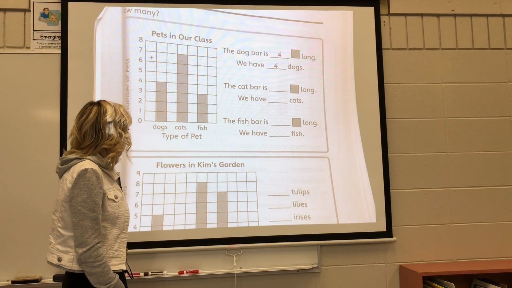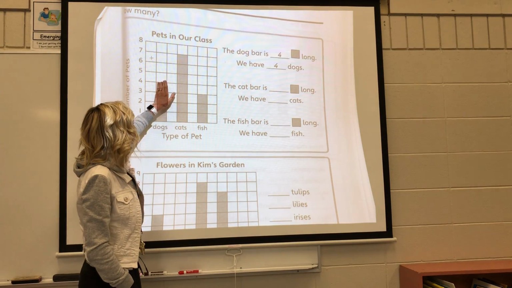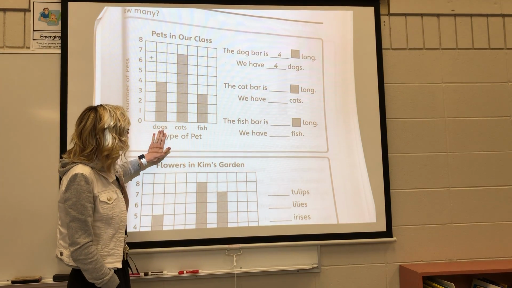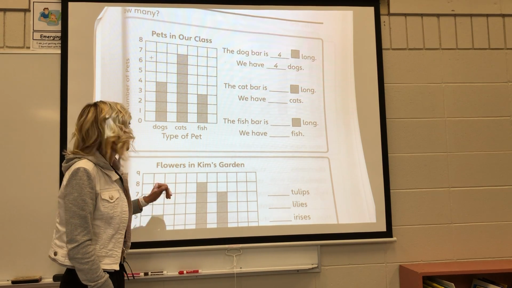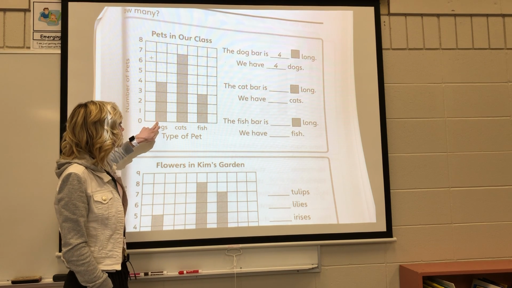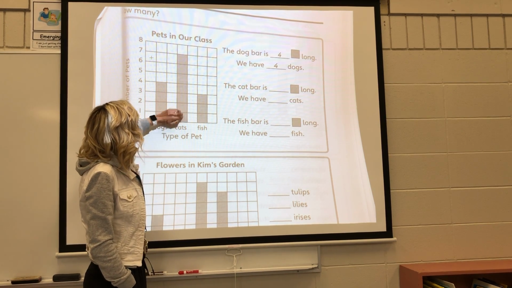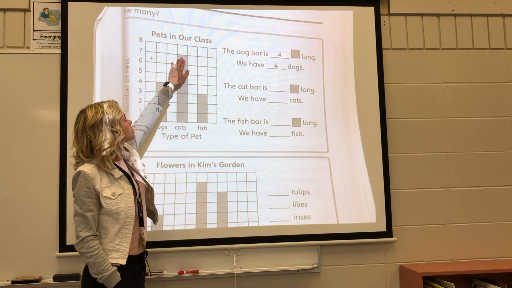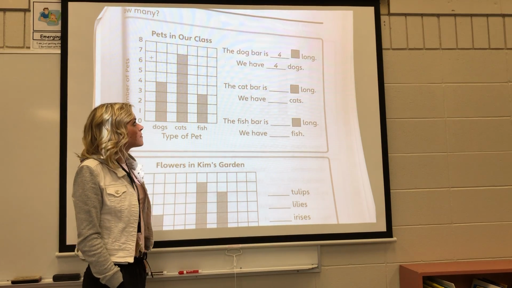All right. So the data is already filled in for you on the bar graph. You can see because it's shaded in, so we can count and figure out how many dogs, cats, and fish there are in the class. So the dogs, there are 4 people who have dogs for pets. For cats, there are 1, 2, 3, 4, 5, 6, 7 people. You can also look across here. 7 people who have cats for pets, and 3 people have fish.